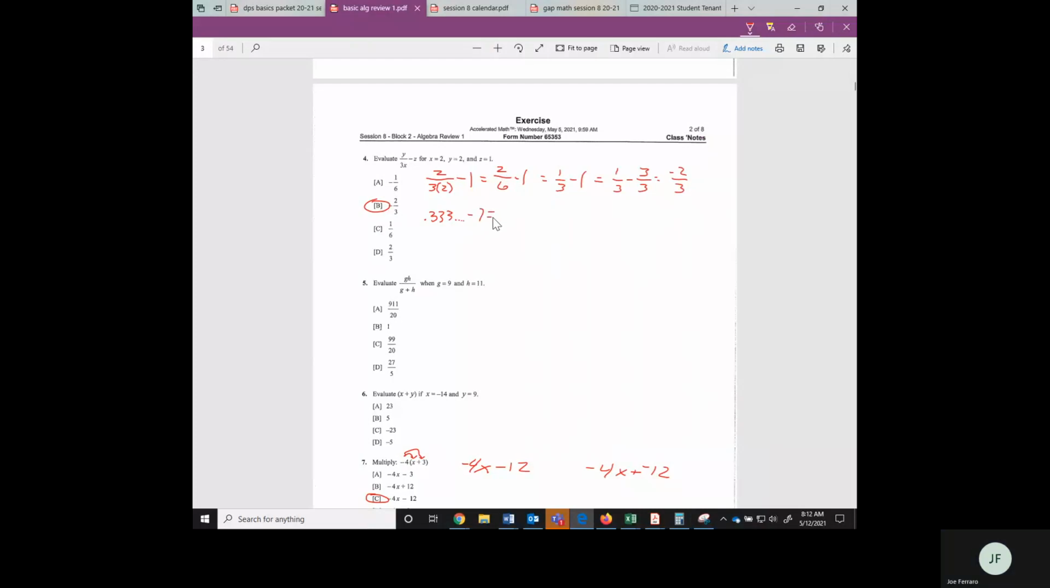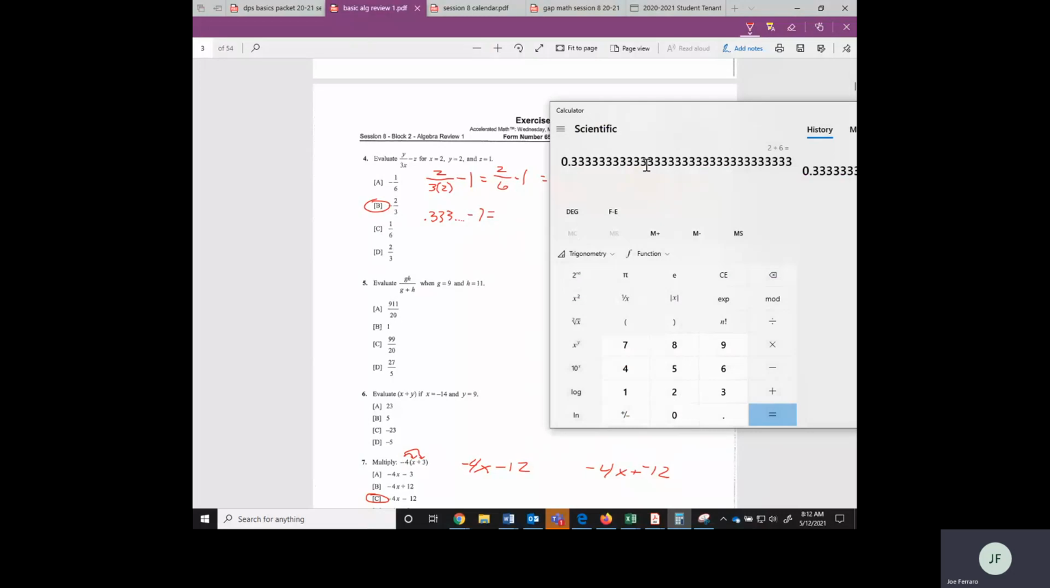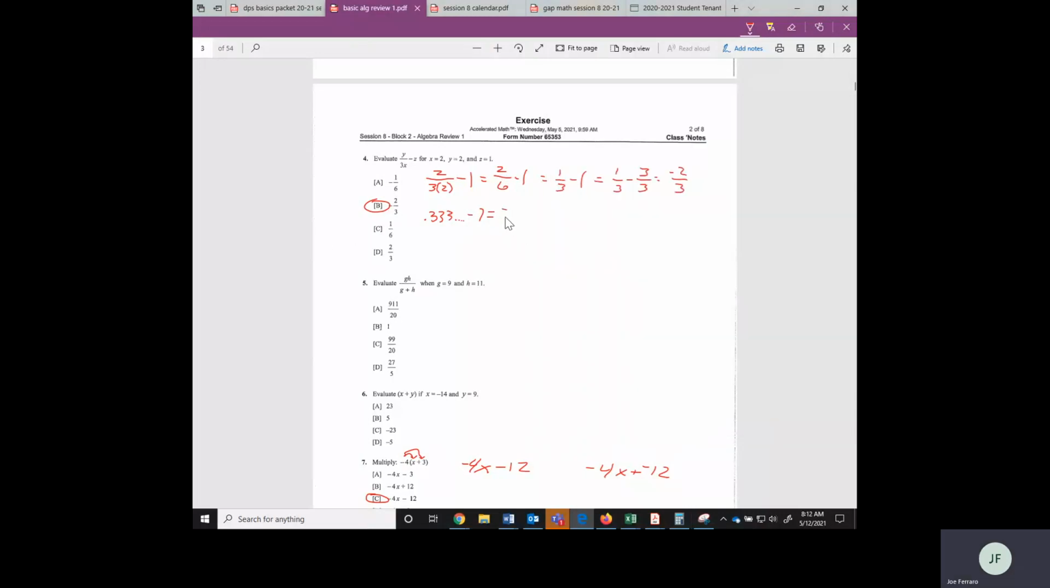Minus 1. So if we go back to the calculator, if you have this number in your calculator, or if you cleared it and have to retype it, hit a bunch of 3s. No, don't just do 0.33. 0.3 repeating minus 1 equals negative 0.6 repeating, negative 0.666 and so on.